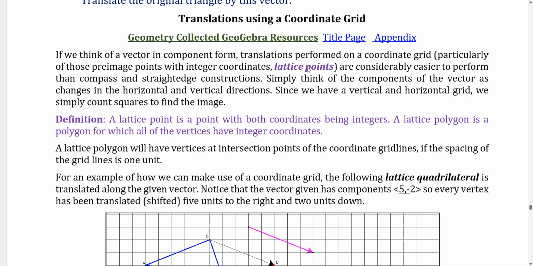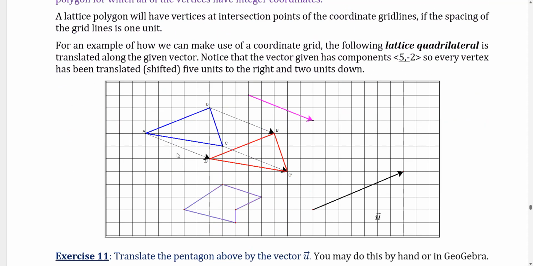But first of all, let's remind ourselves that lattice points on a grid are points that are at the corners of the grid. Particularly if it's a Cartesian coordinate point, then they're the ones with integer coordinates. Okay, so if the spacing here is 1 apart, any of the points where these grid lines meet are called lattice points. And so a lattice polygon, such as these two triangles or this pentagon here, has lattice points as its vertices. Lattice quadrilaterals or lattice pentagons are lattice polygons.